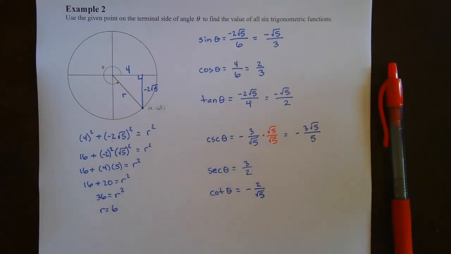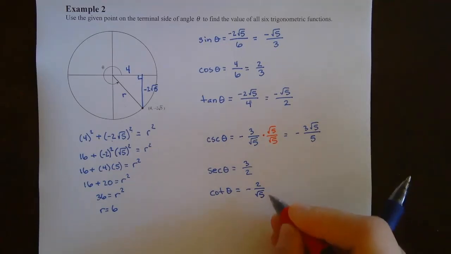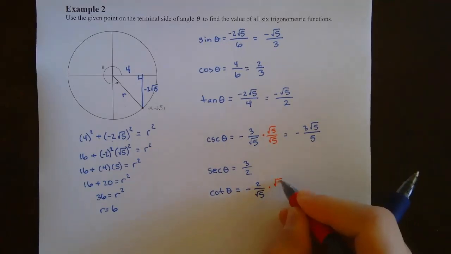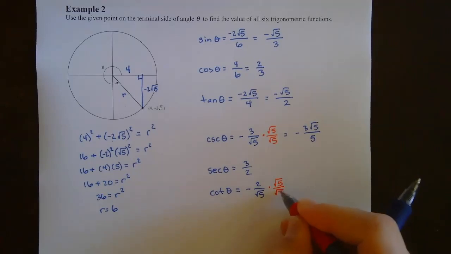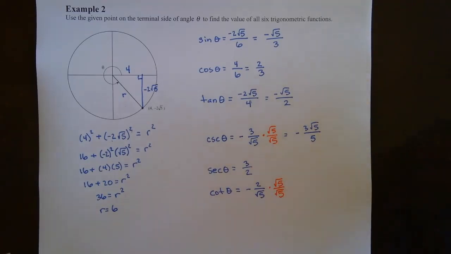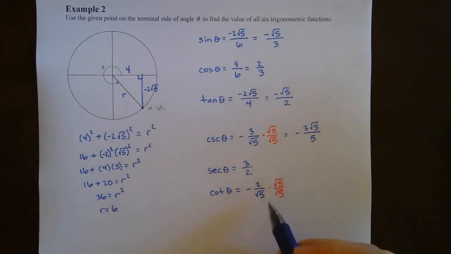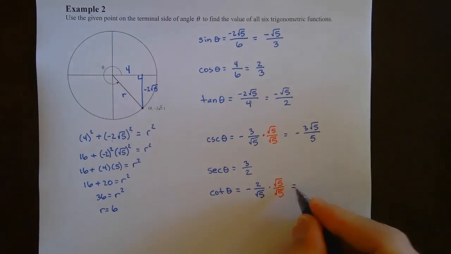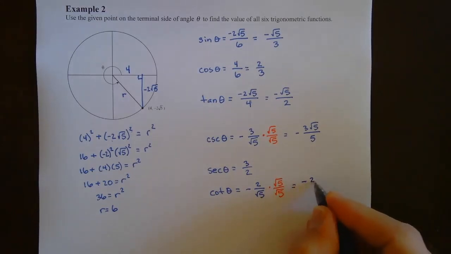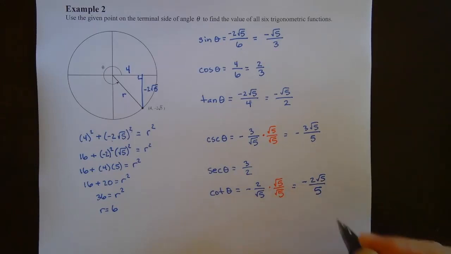Once again, we need to multiply by the square root of 5 over the square root of 5. If you can do this in your head, I'm happy, okay? I'd actually like you to start being able to do this in your head. So this would be equivalent to negative 2 square roots of 5 over the square root of 25, which is 5, okay? And that doesn't reduce anymore, okay? And there's your 6 trig functions, okay?